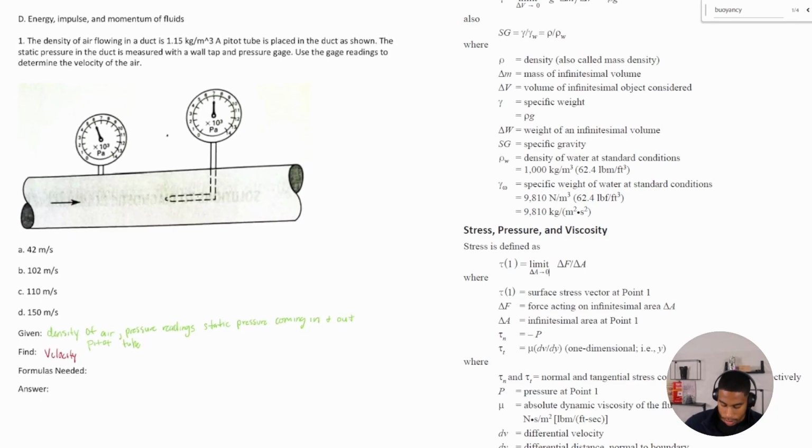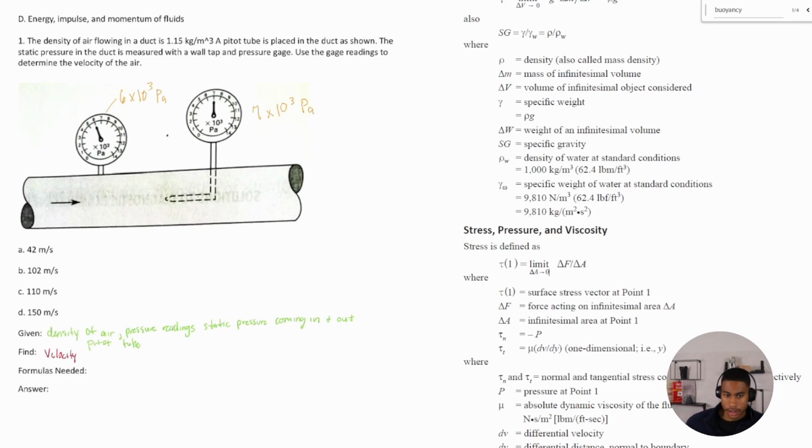Are there any formulas that we need? Well, first and foremost, let's also get these readings. For those of you who it's kind of hard to see, it's coming in at 6 times 10 to the third pascals, and it's going out at 7 times 10 to the third pascals. So those are our readings coming in and coming out.